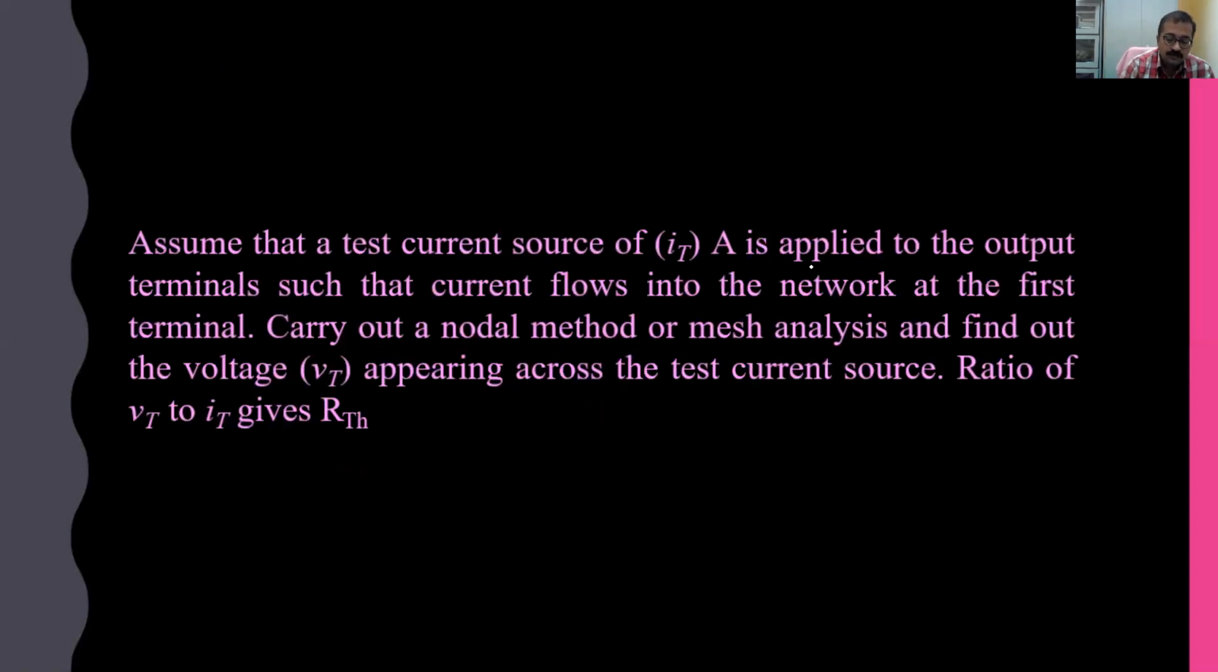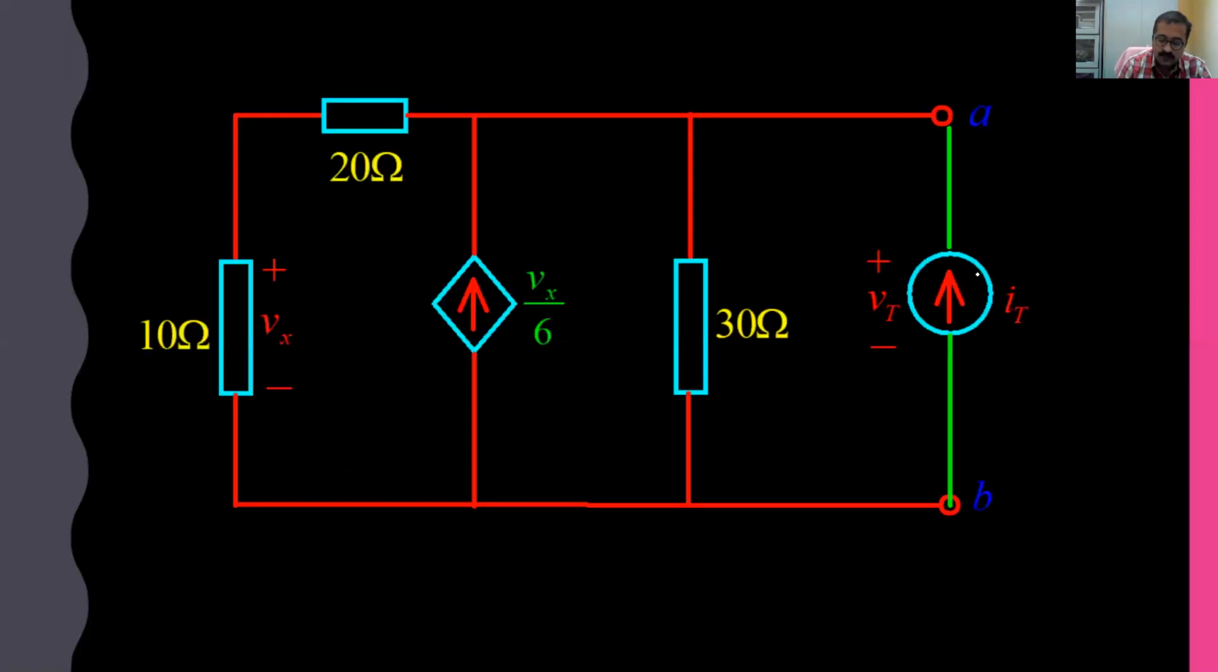Assume a test current source of IT amperes applied, so that current flows in the network. Then we have to find the voltage VT appearing across the current source. The ratio of VT to IT gives RTH or RN. So this is being applied.